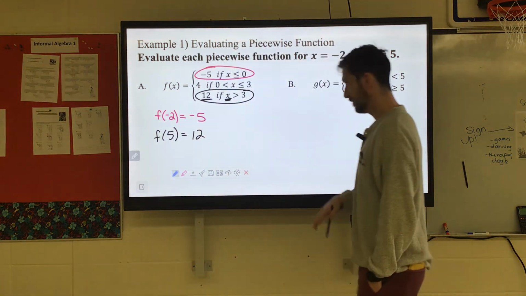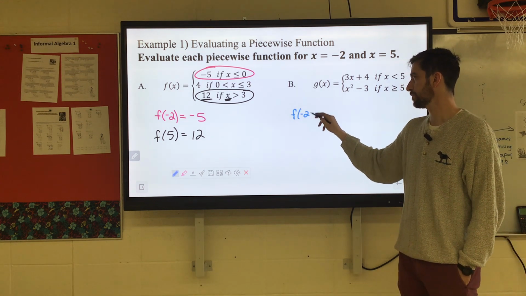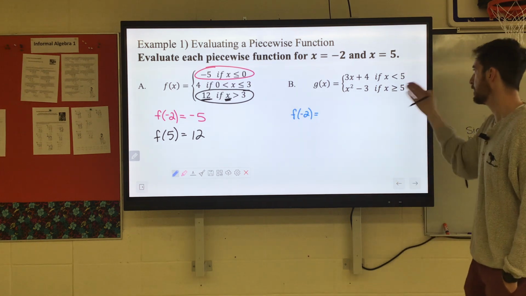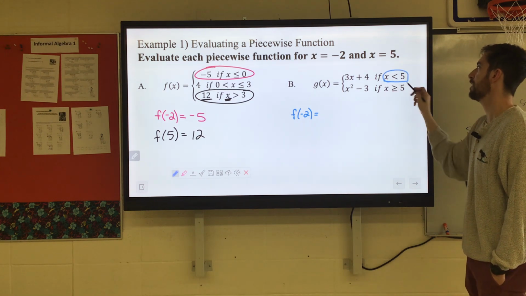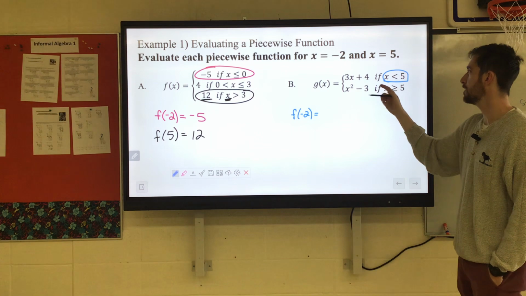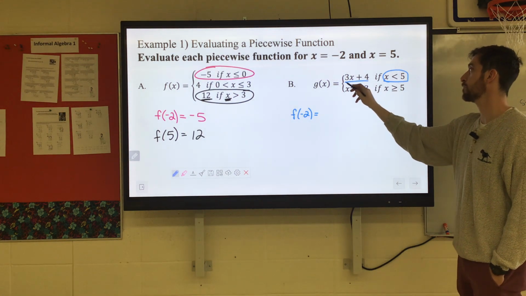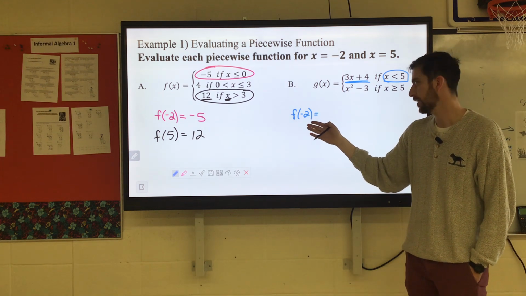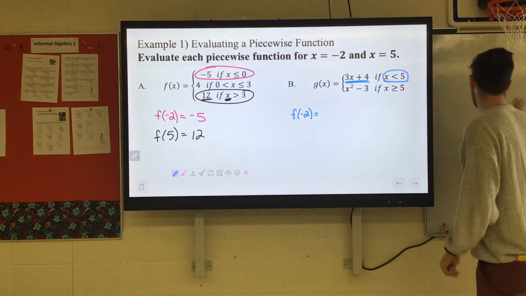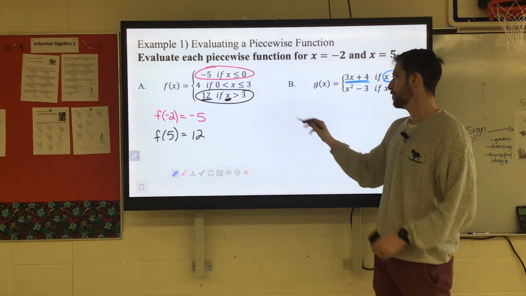All right, same numbers, negative 2 and 5. So g of negative 2, and we need to see which equation this belongs with. Well, negative 2 is less than 5, so we're going to use this equation. If x is less than 5, we're going to say 3x plus 4. And remember, we're substituting these numbers in for x. Oh, it says g of x, not f of x. It's all the same. Well, let's be proper.